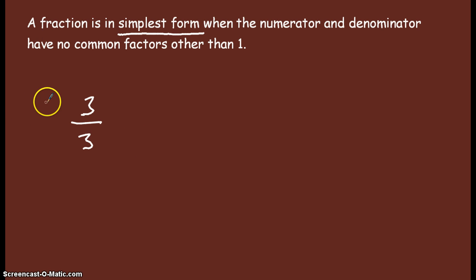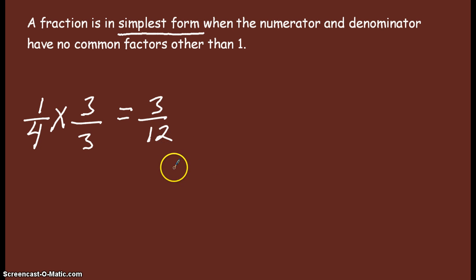For instance, if we were to have 1/4 and we multiplied it by this form of 1, 3/3, 1 times 3 would be 3, and 4 times 3 would be 12. Now, the same way that we can make equivalent fractions by multiplying a form of 1, we can also find the simplest form of a fraction by dividing it by a form of 1.